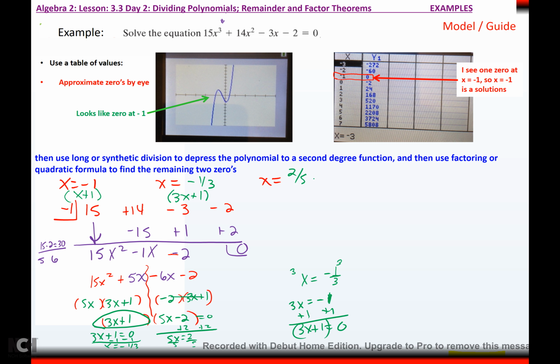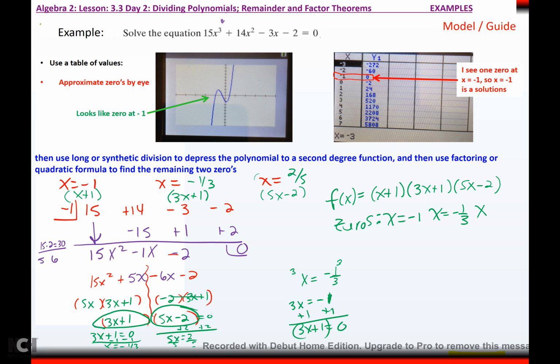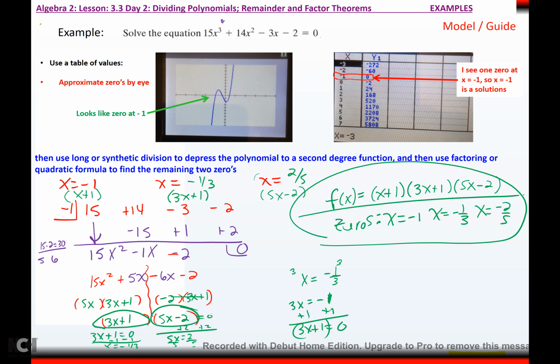And again, instead of doing the math here, back up to when I factored, and I get the factor 5x minus 2. So my function in factored form is going to be x plus 1 times 3x plus 1 times 5x minus 2. My solutions, my zeros, are x equals -1, x equals -1/3, and x equals 2/5. Okay.